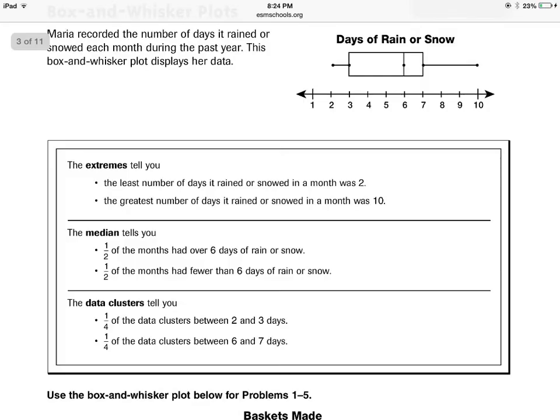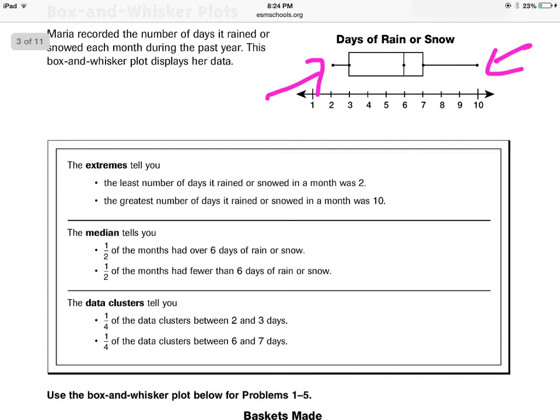All right, so keep in mind what I just talked about in the last slide. Here's an example. This is in your packet as well to help you move forward. That's why this packet's pretty good. So it says the extremes tell you the least number of days it rained or snowed in a month was 2, and the greatest number of days it rained or snowed in a month was 10. So that's important information that we can tell from that.